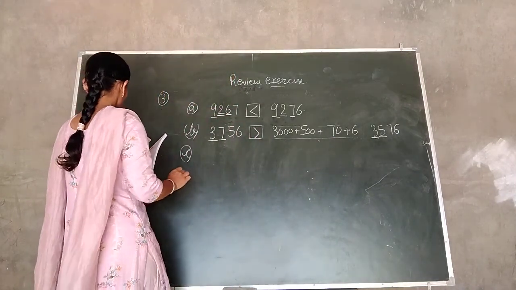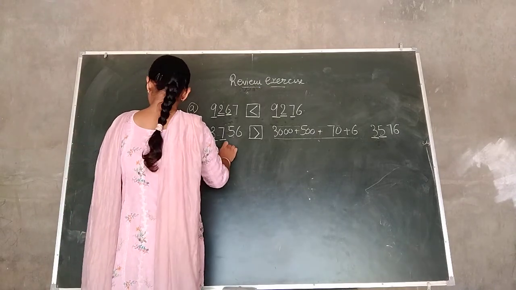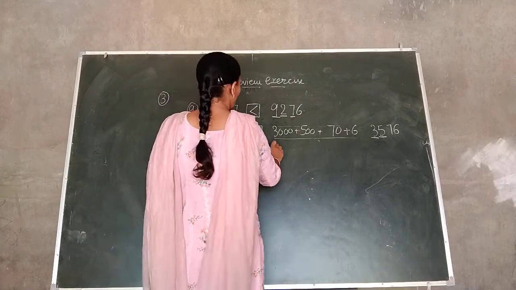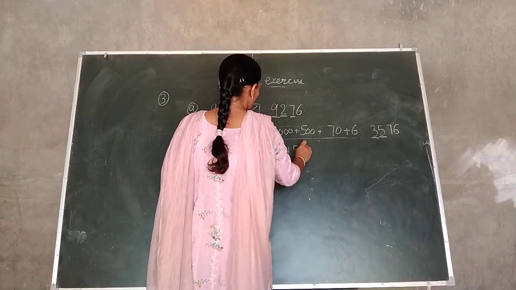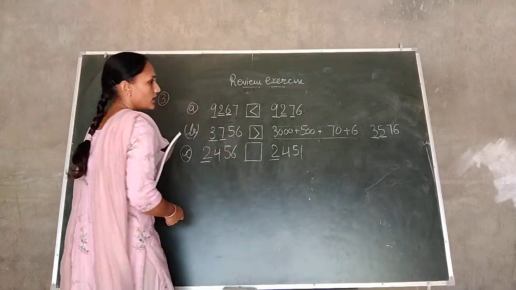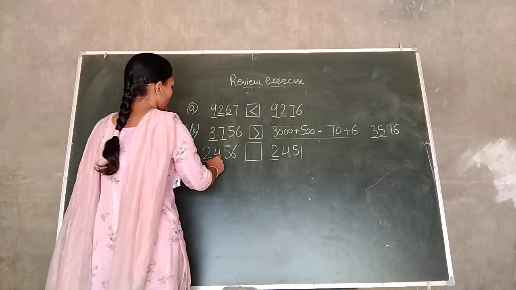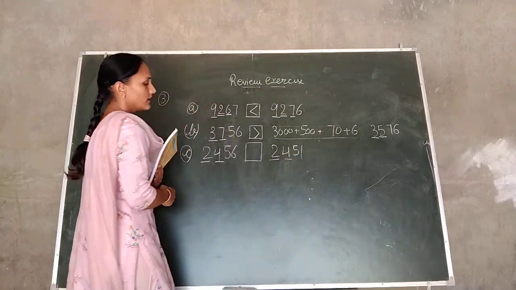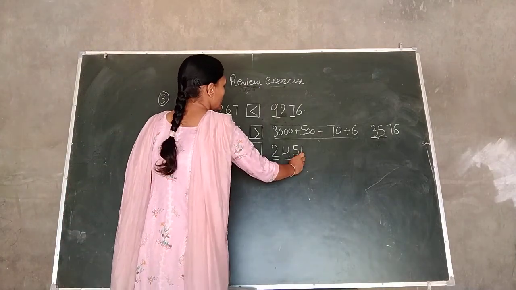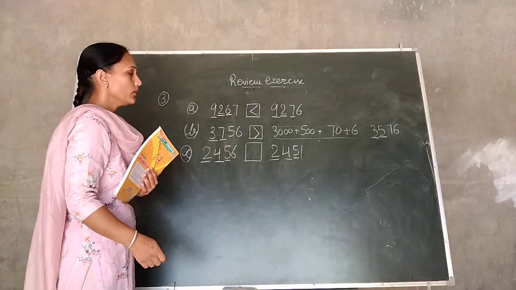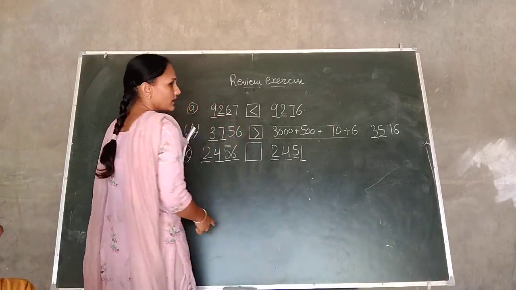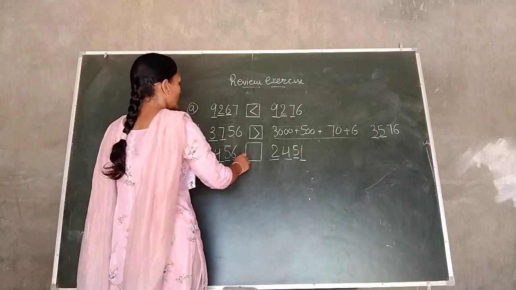Next, C part: 2456 and here we have 2451. We will compare the digits in thousand place. Both are same. Next we will compare the digit in hundred place. Both are same. Next we will compare the digit in tens place. Both are same. Next we will compare the digit in ones place. Here it is 6 and here it is 1. 6 is greater than 1.